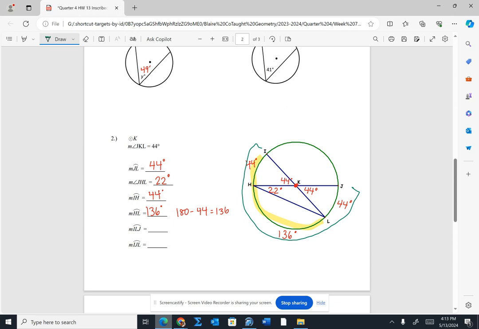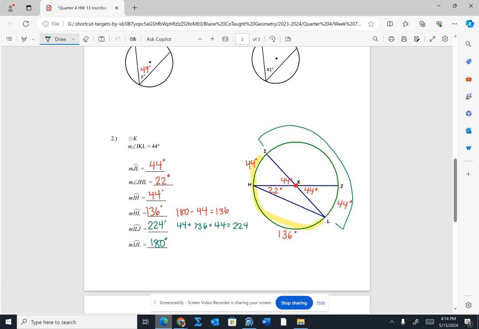So when I go in that direction, I do 44 plus 136, which we know is 180, plus another 44. 44 plus 136 plus another 44 is 224. All right, now I'm going to erase that and I'm going to go in the other direction from I to J to L. Oh, that's just the semicircle. So that's just going to be my 180 degrees.